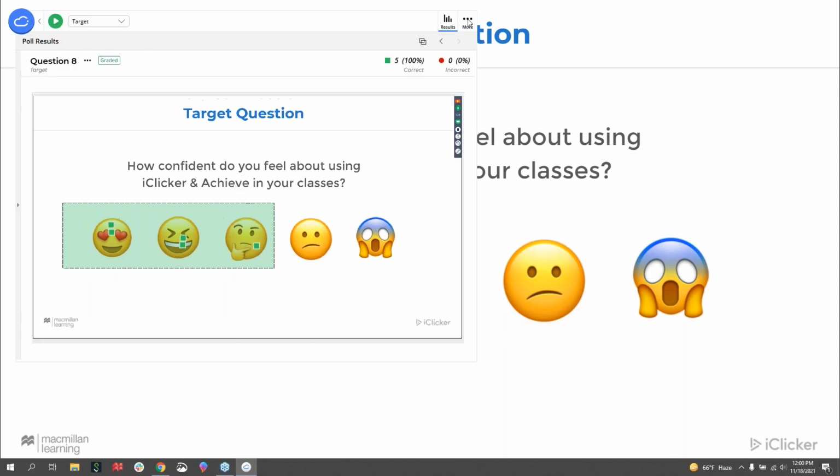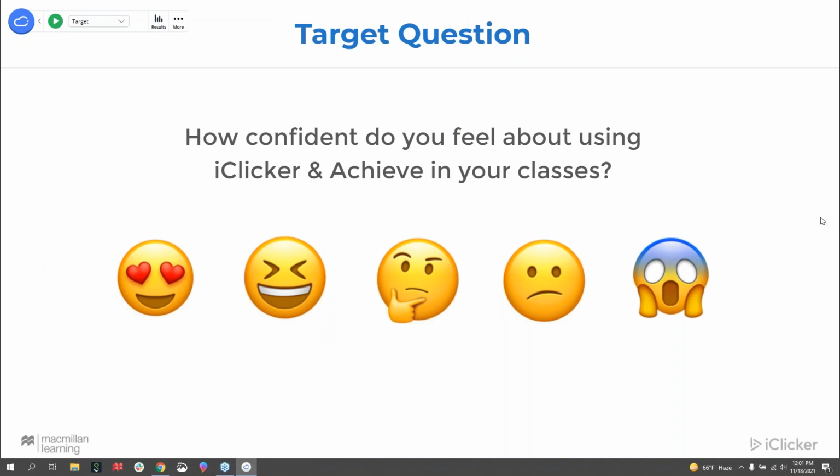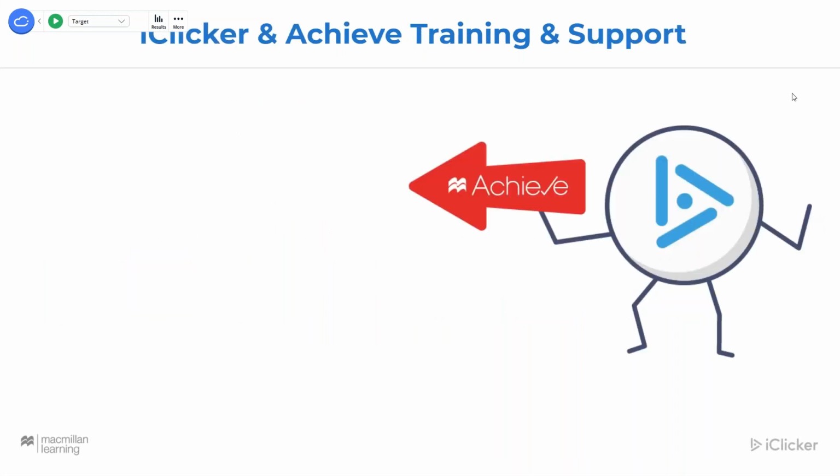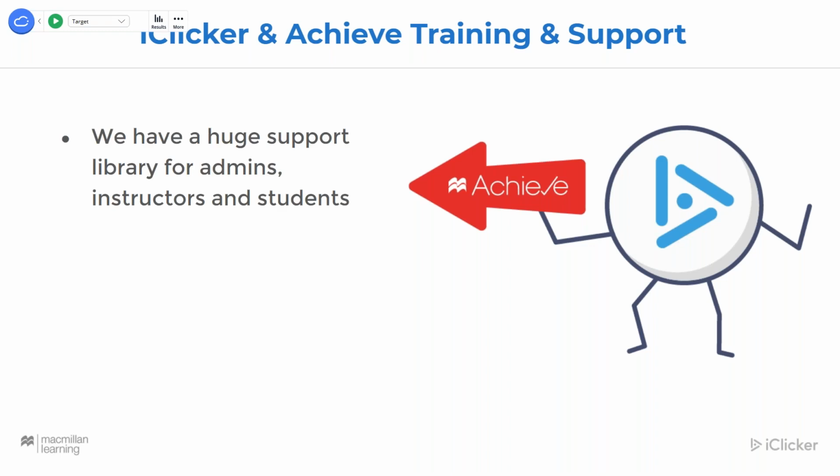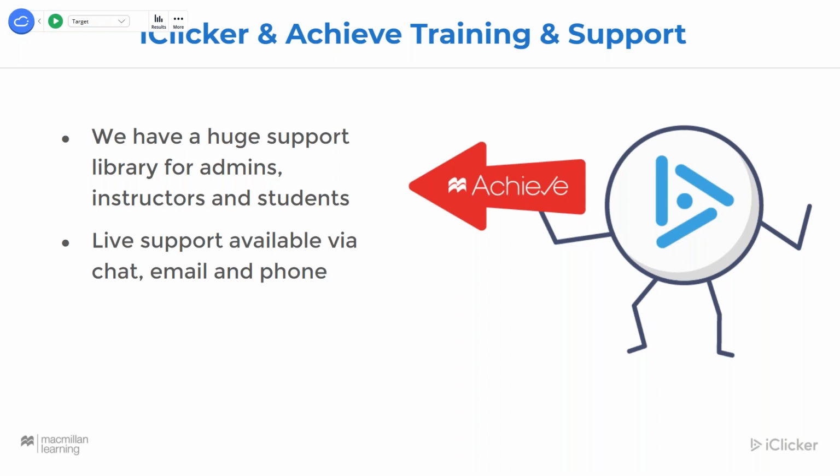Again, you can always sign up for a training really easily, and we'll send out information for how to do that. We have a lot of different support items for admins, instructors, and students. So if you have students who are using Achieve or iClicker, you don't need to go and create everything from scratch. We have a ton of support materials that you can use for you and your students. We also have live support available via chat, email, and phone. So I like to say if you are bringing new tech into your classroom, you do not get a new tech support job. That's for us.